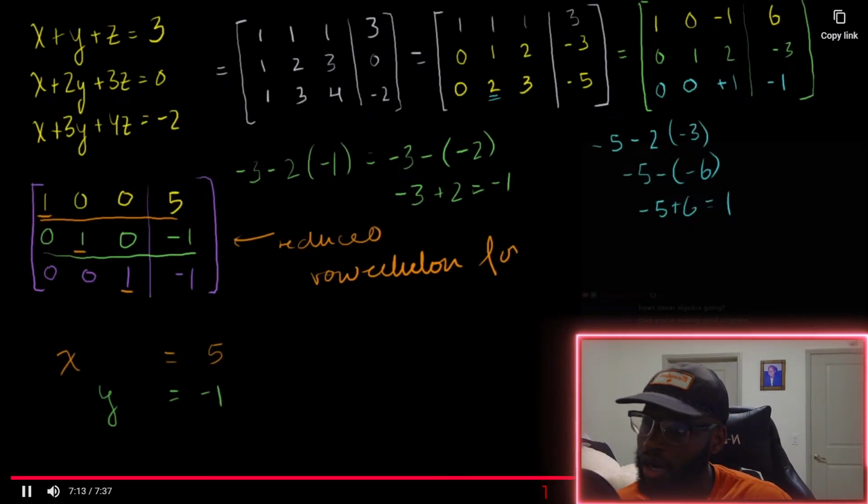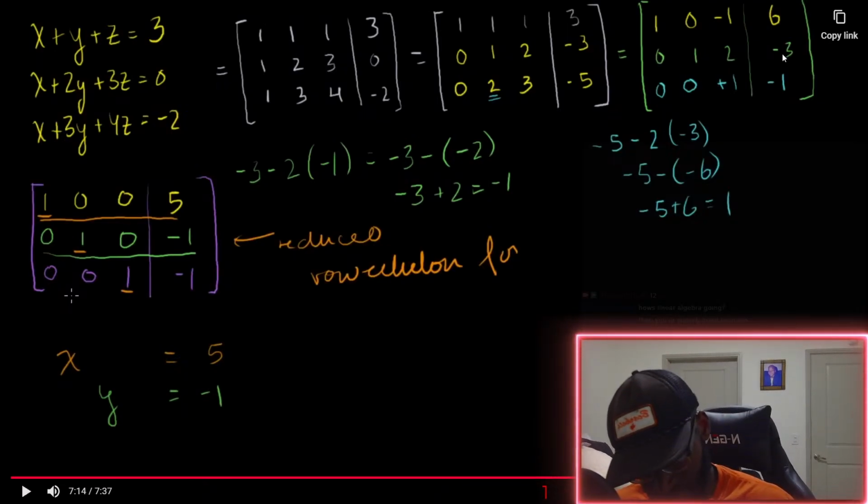And then finally, we have 0, 5, negative 3, negative 1. How do you get rid of this negative 3? 0, 1, 2, negative 3. Oh, I didn't evaluate it, did I? What did I do here? Let's get the 2 to a 0. I did. Row 3. 2 row 3.